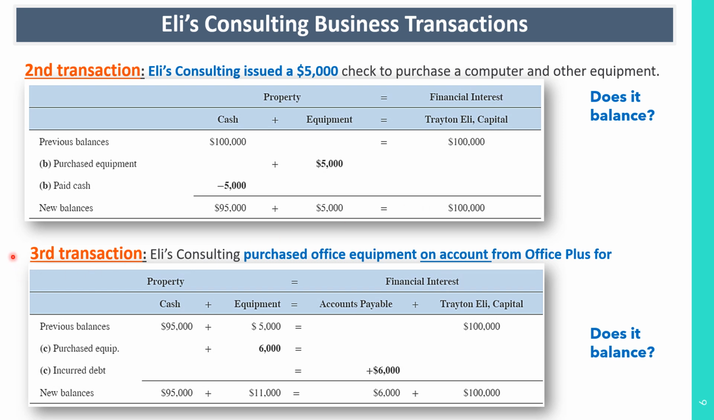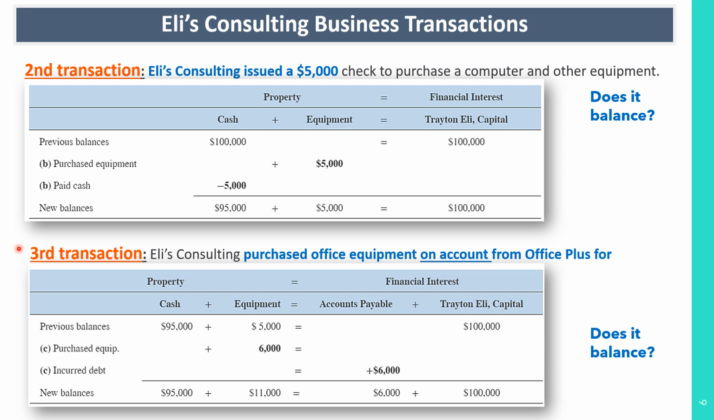For our third transaction, we have the following business event. Eli's Consulting purchased office equipment on account from Office Plus for $6,000. Buying on account or on credit means that you don't pay the full amount right now. It means that you promise to pay the amount at a specific date in the future. However, we have to keep track of the amount owed and the equipment purchased.